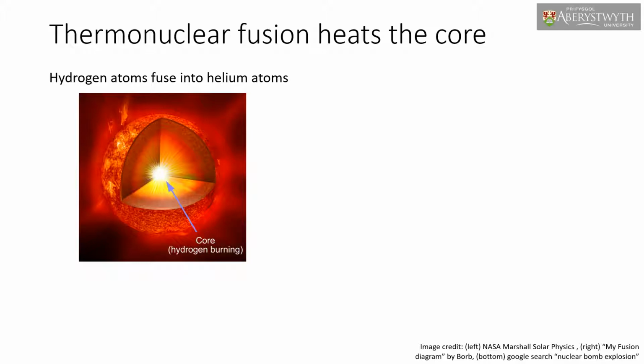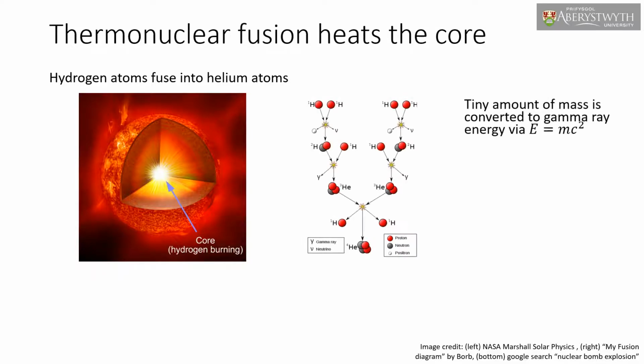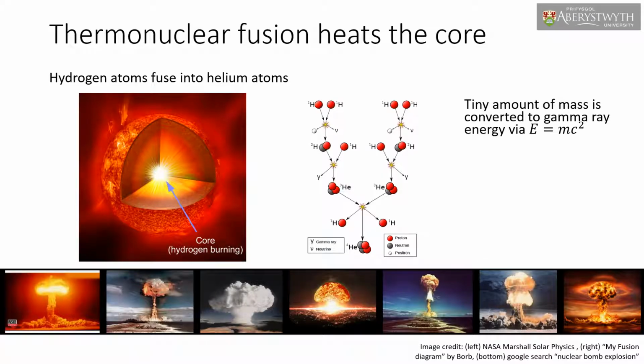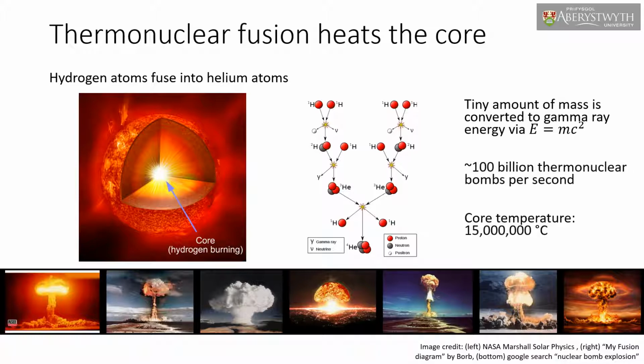The major action takes place in the core, which is under such extreme pressure that hydrogen atoms will fuse together to form a helium atom. During thermonuclear fusion, a tiny amount of mass is converted into gamma ray energy via Einstein's famous equation, E = mc². And it's the same process used to create thermonuclear fusion on the Earth. So the sun's core is essentially releasing the energy of 100 billion thermonuclear bombs every single second. With all that energy, it's no surprise that the core temperature is hypothesized to be around 15 million degrees.